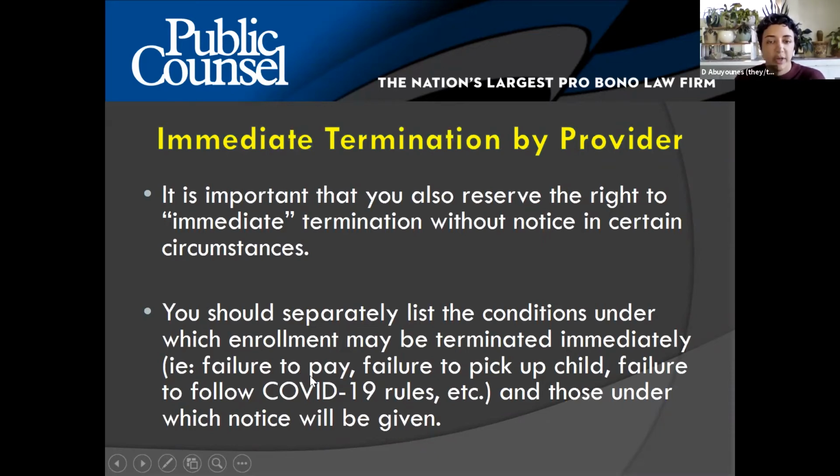And this is also important during COVID-19 practices, because if a parent or a child fails to follow your COVID-19 rules, you can include that in the contract that you'll be able to terminate immediately in order to protect yourself, your staff, and other children coming to the program from contracting COVID-19.